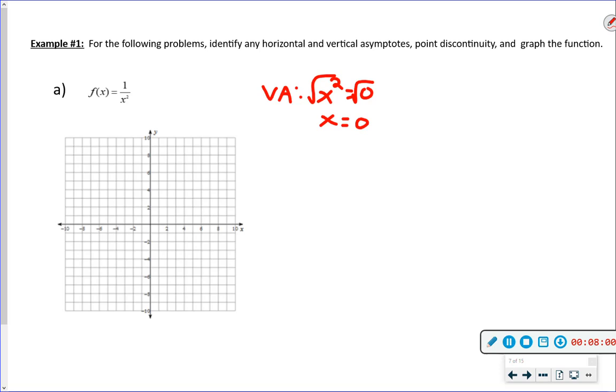So I'm going to draw a dashed vertical line. I'm not going to cross or touch it. That's my excellent artistic skills for us today. Then I'm going to do the horizontal.